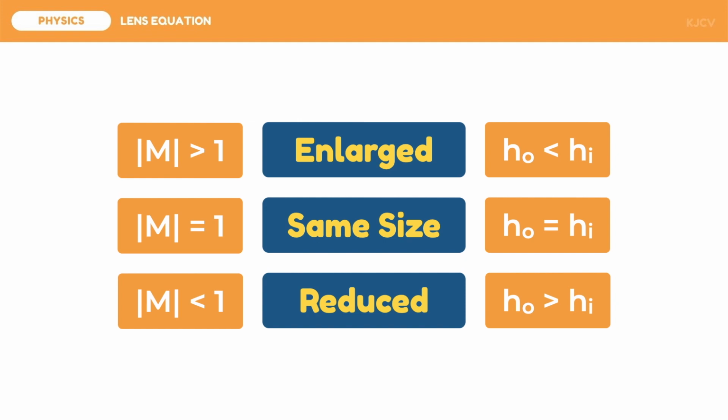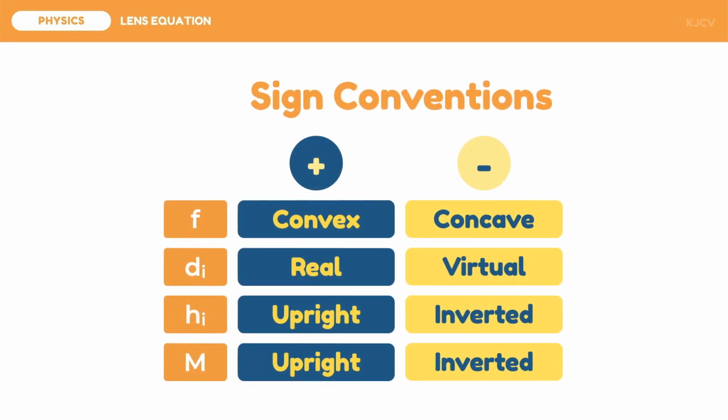Aside from these rules, we also need to be careful and knowledgeable with the sign conventions. In lenses, only the focal point has a different sign convention compared to mirrors. A positive focal point is concave in mirrors but convex in lenses. A negative focal point is convex in mirrors but concave in lenses. The rest of the components will be the same as in mirrors.